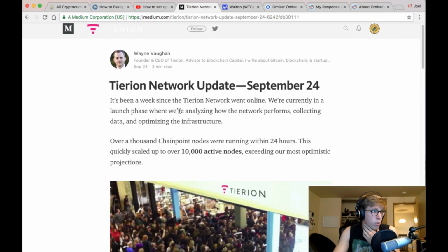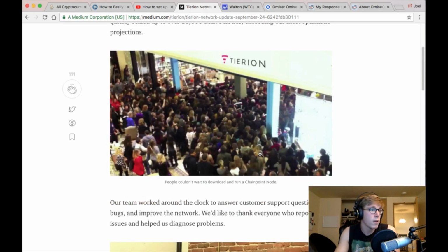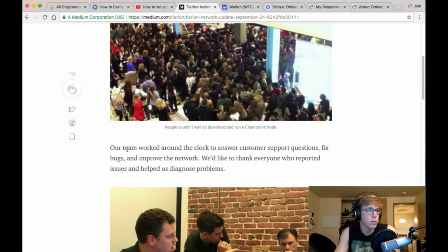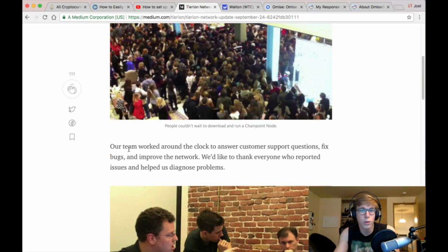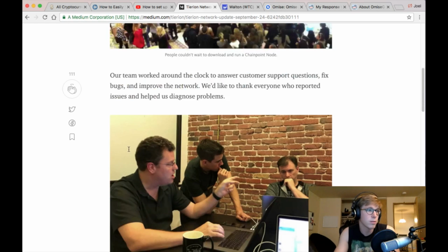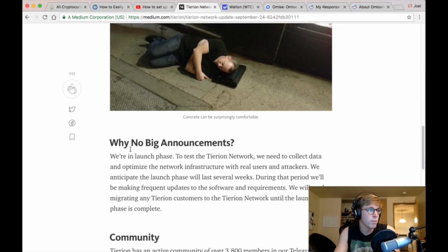And basically they go through and explain that when Tierion first came out, I think they said there were around 1,000 nodes or something. They're now up to 10,000 active nodes, which is way more than they expected they were going to have so soon. So this blog is explaining that they weren't really aware of the demand that there was going to be. They continue on talking about why there's no big announcements, and they're still in the launch phase. They're still figuring out their system, what's going to work, what's not going to work.